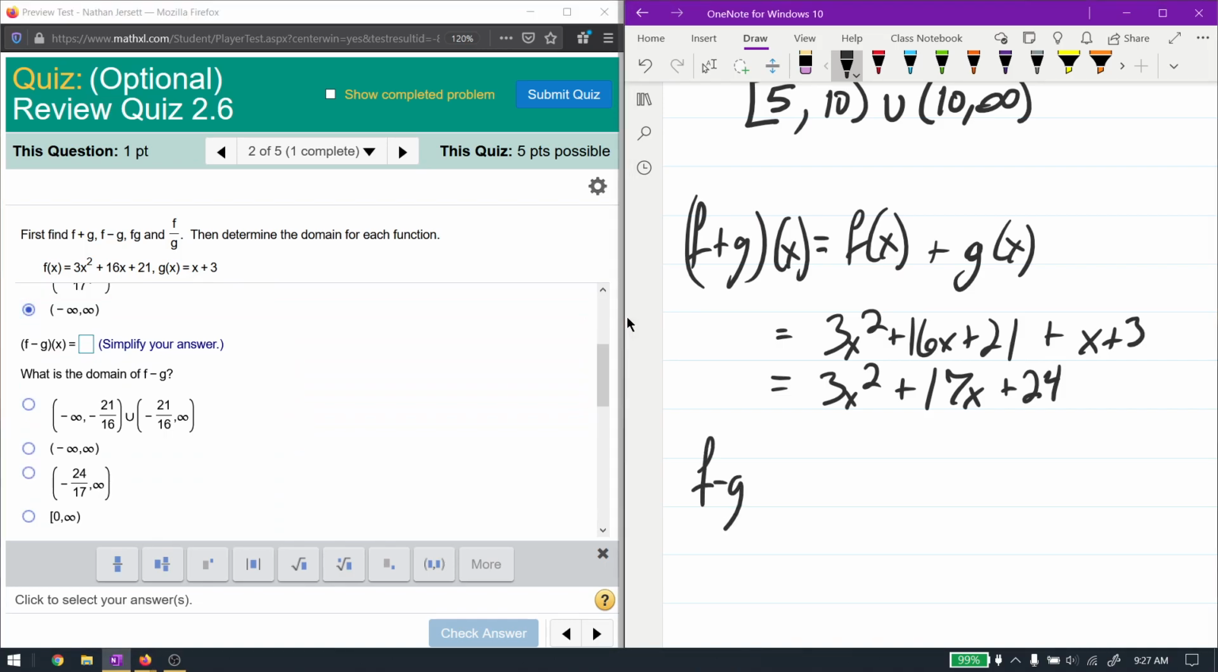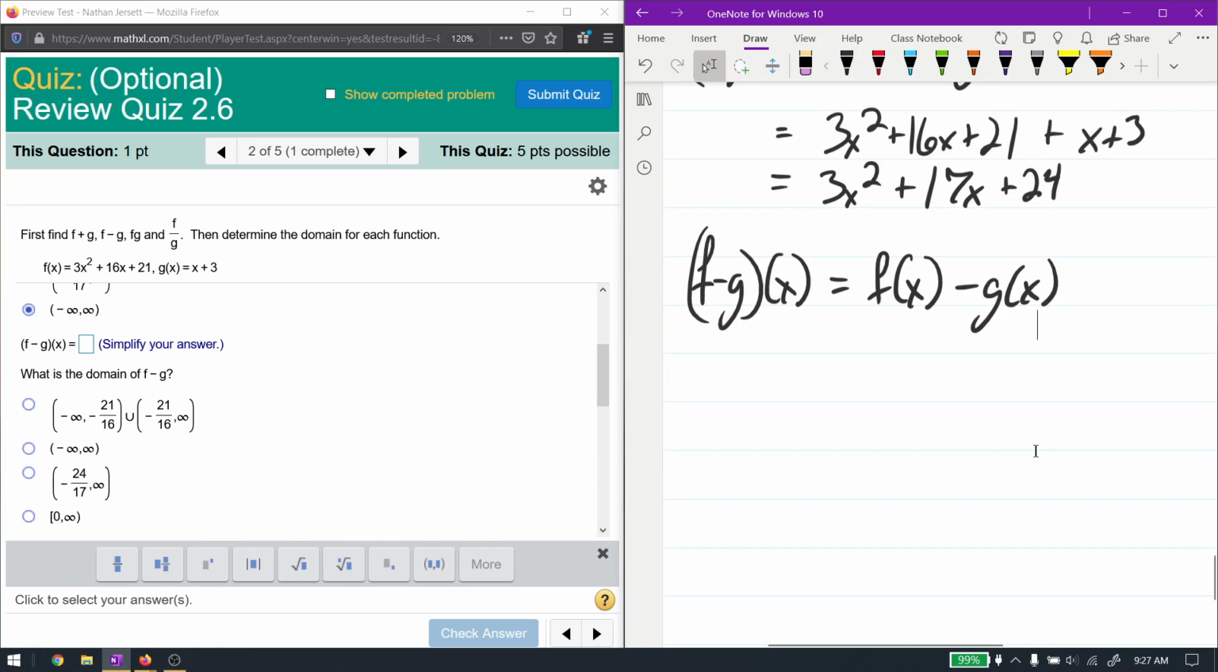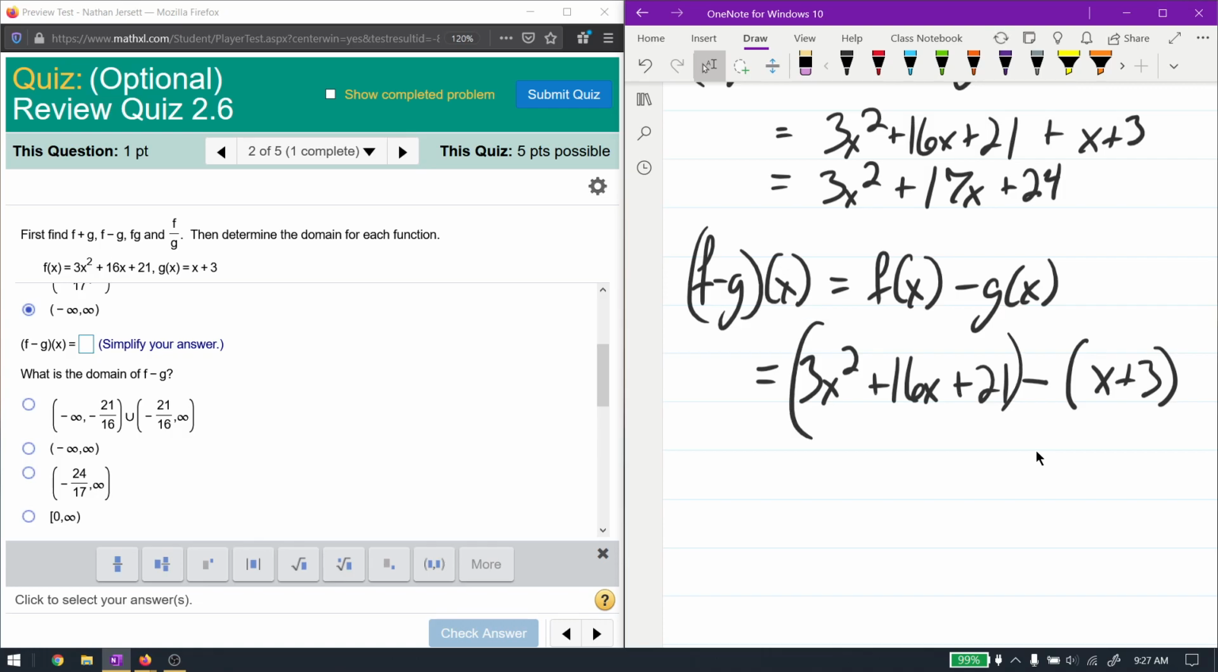f minus g of x is the same thing as f of x minus g of x. We're just going to subtract these two functions. So we get 3x squared plus 16x plus 21 minus, and here I'm going to write g of x in parentheses. That's because when we subtract them, what we're really doing is saying these are both in parentheses. I did the same thing for the top one, but in this case, the parentheses don't mean anything, so I just dropped them. Down here, the first set of parentheses don't mean anything. The second set, however, do, and you have to distribute the negative.